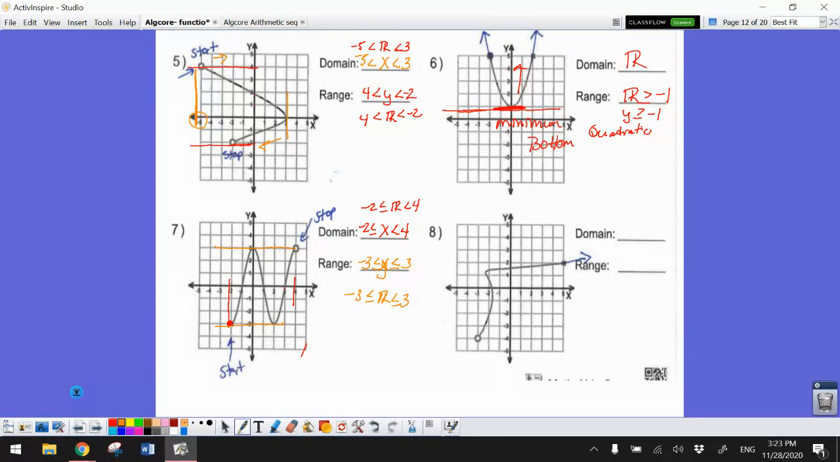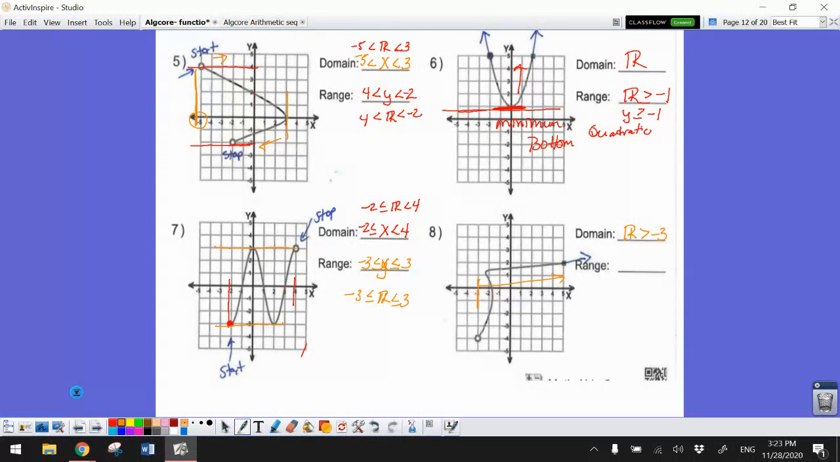Okay, what about the domain on this guy? So I see it's starting over here at 1, 2, -3, and it's going this direction. It goes on forever. So that means I'm using every number that's bigger than -3. So if I'm using every number bigger than -3, I can say real numbers greater than -3. Now this one's not greater than or equal to because that is an open circle.